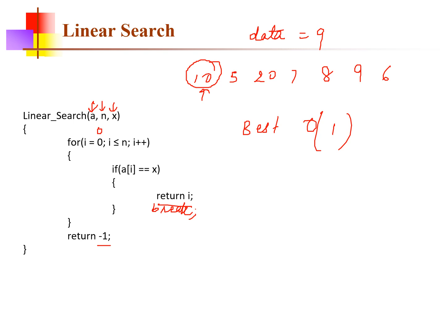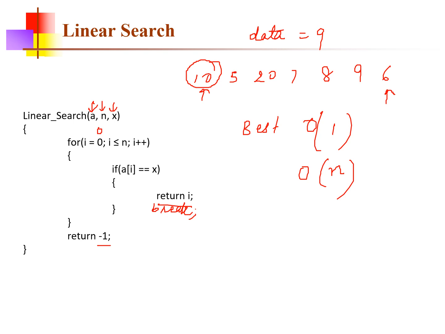Suppose the element you want to search is at the last position, then you can call it the worst case, because you need to traverse the elements till big O of n. And if you are searching till the end and the element is not found, still you need to search n times. So best case complexity is big O of 1 and worst case complexity is big O of n. So that is about linear search.